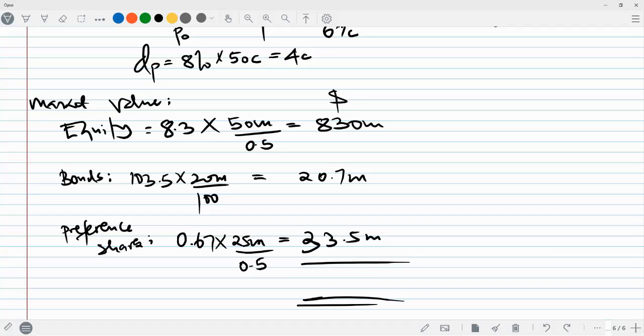Sum total of the market value from the three sources: $884.2 million. Okay, we have the market value from the three finance sources.